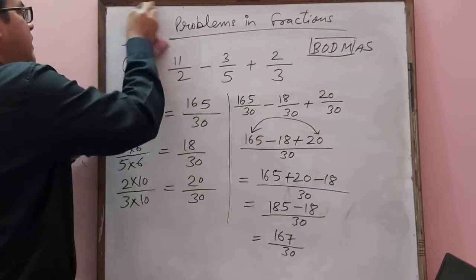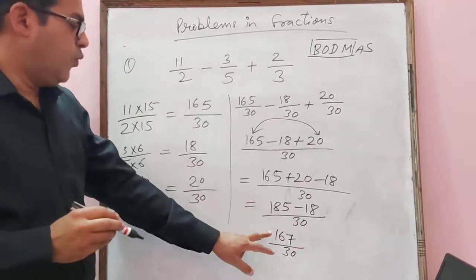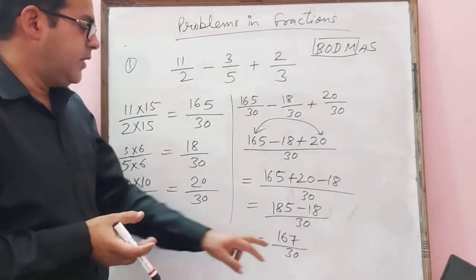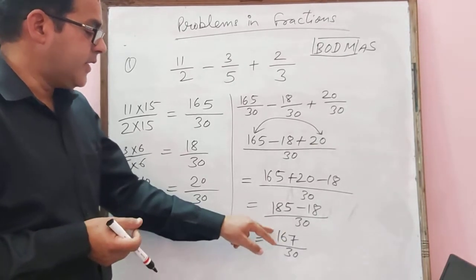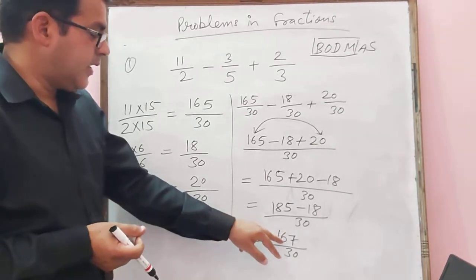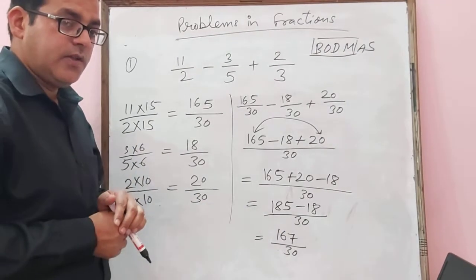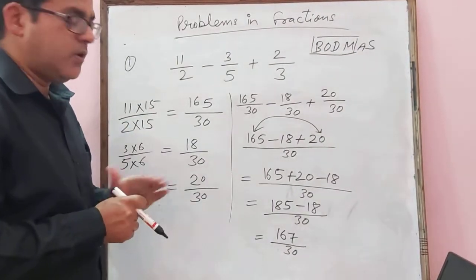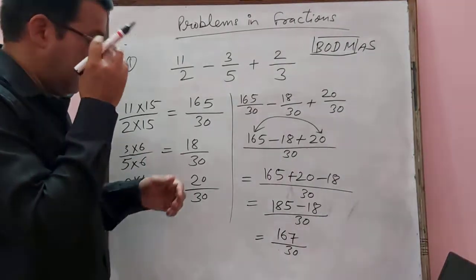Now you can see 167 upon 30. There is nothing common. This is not divisible by 3 also, because the sum of digits is 1 plus 6 plus 7, that is 14, and 14 is not divisible by 3. We have already discussed divisibility rules for numbers. So it is not divisible by 3 or any other number.